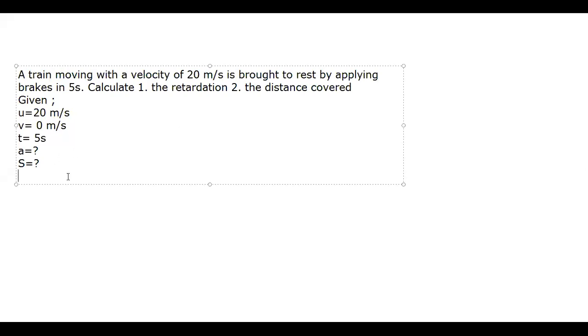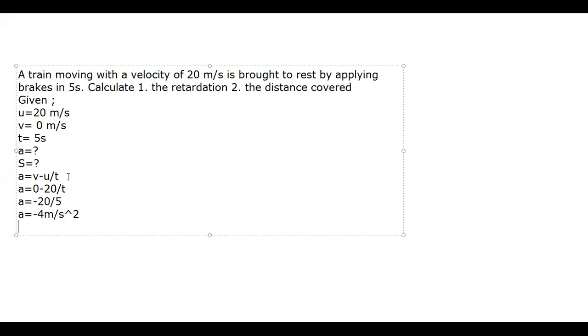So let's find out acceleration. What is acceleration? Acceleration is equal to (V minus U) upon T. So A is equal to, what is V? V is 0 minus initial velocity 20, divided by T. So A is equal to 0 minus 20, which is minus 20, by T, which is 5. So how much is the answer? A comes out to be minus 4 meter per second square.